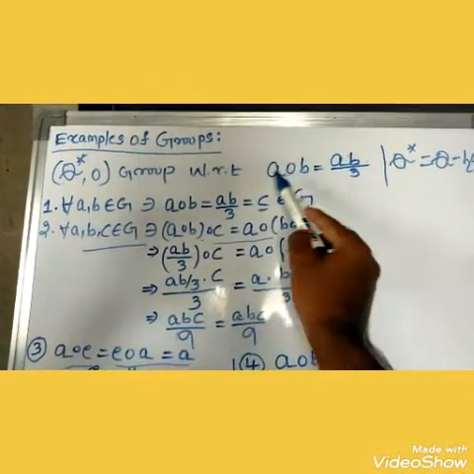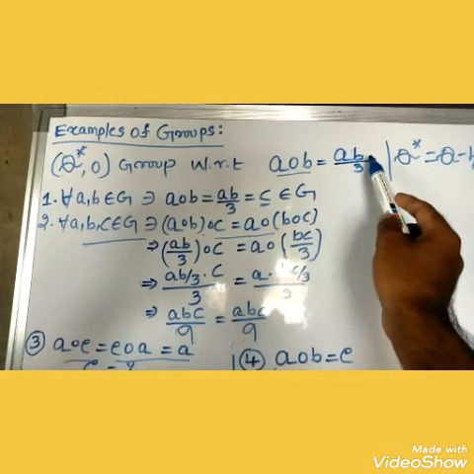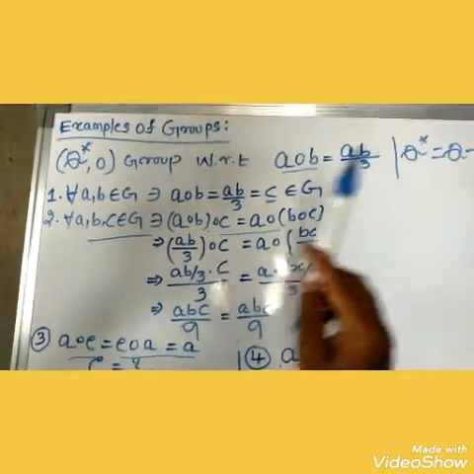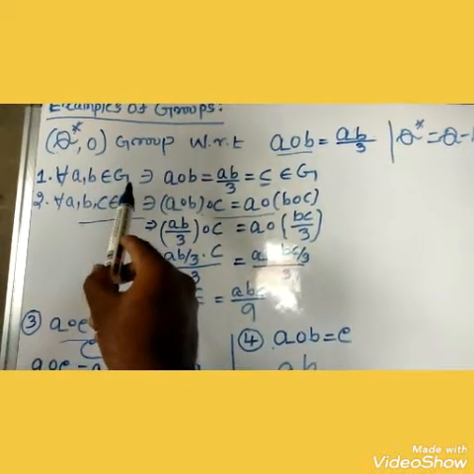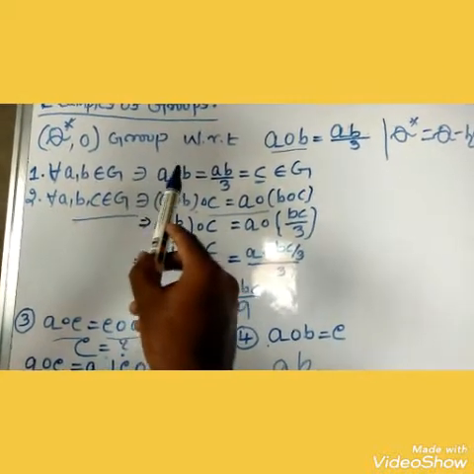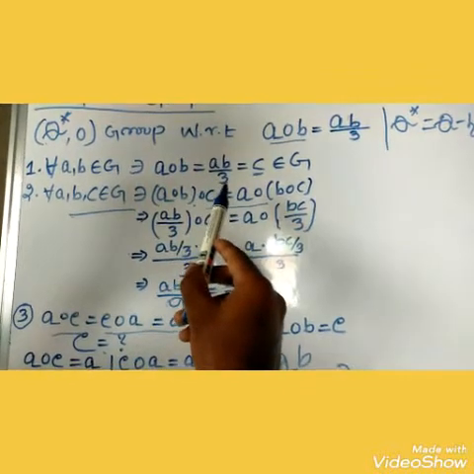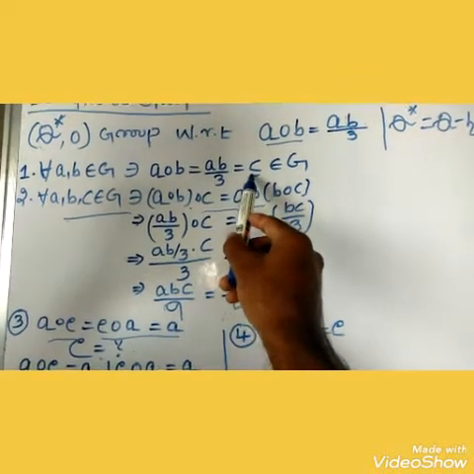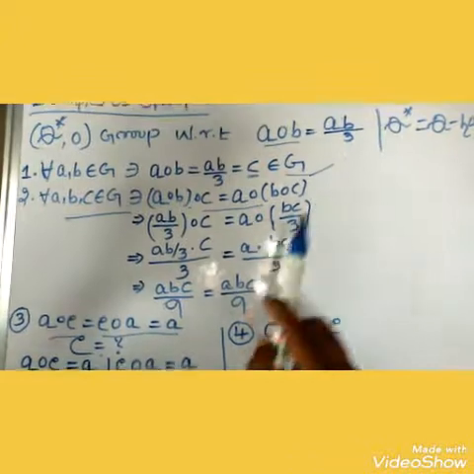I am defining A circle B is equal to AB by 3. Now I am checking the closure property: for all A, B belongs to G, such that A circle B is equal to AB by 3, which belongs to G. So this satisfies the closure property.